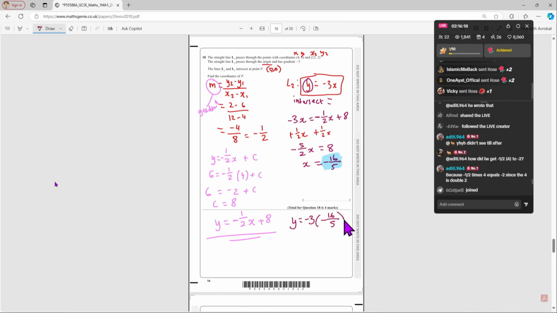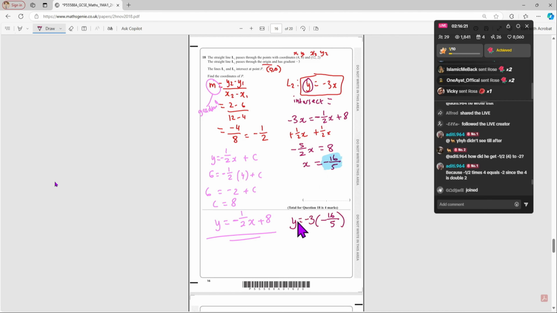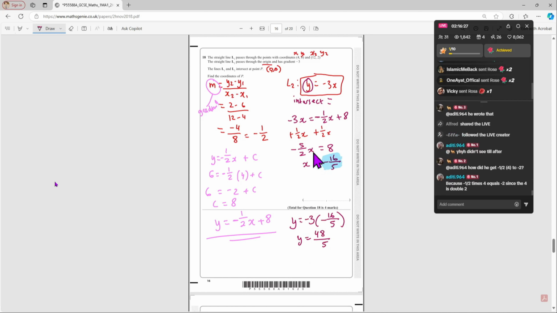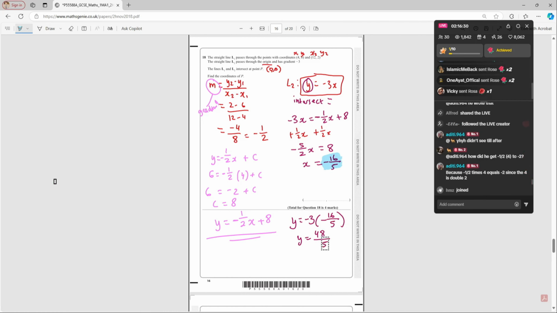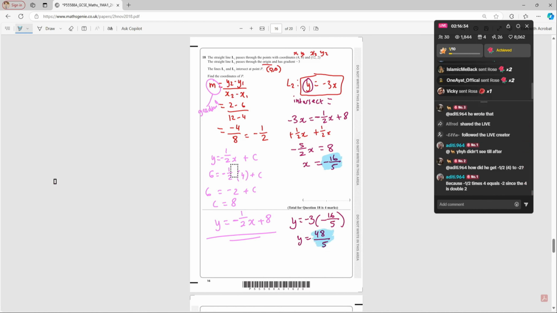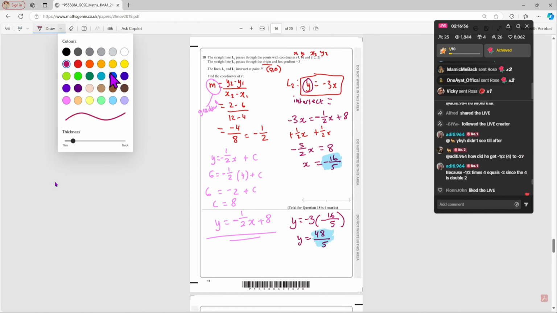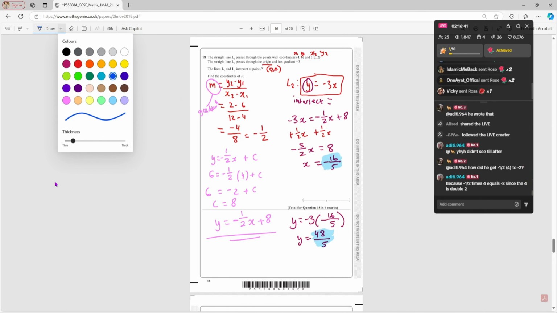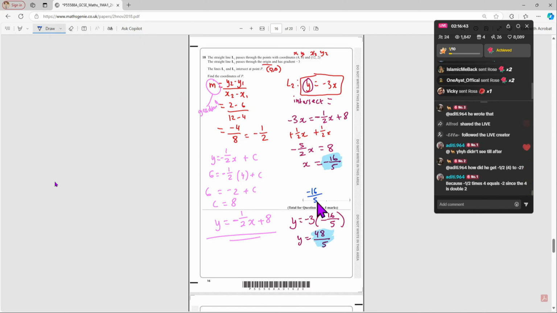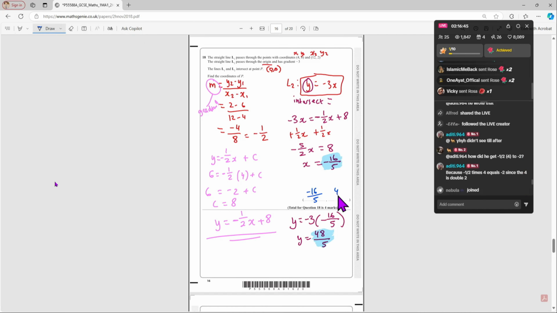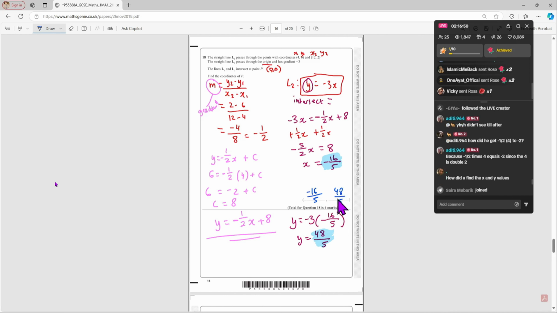Remember, guys, do not forget this is a calculator paper, so you can use a calculator. Then you'll get y is equal to 48 over 5. So that's going to be our x value, and that is going to be our y value. And guys, remember, you can keep the coordinates as a fraction. So our final answer is going to be minus 16 over 5 and 48 over 5. That is going to be our x value and our y value.